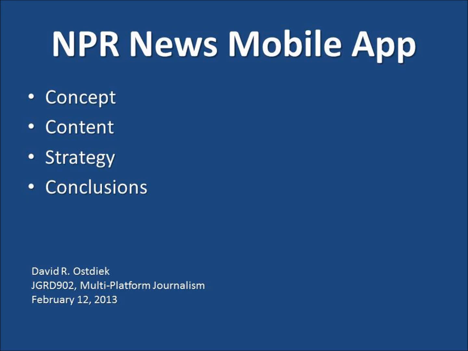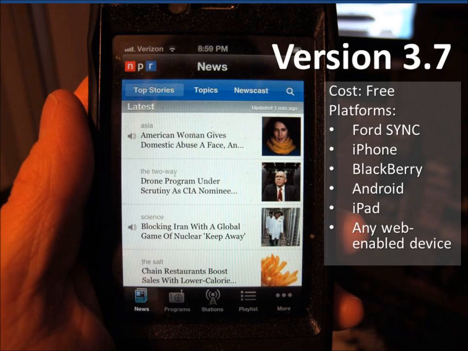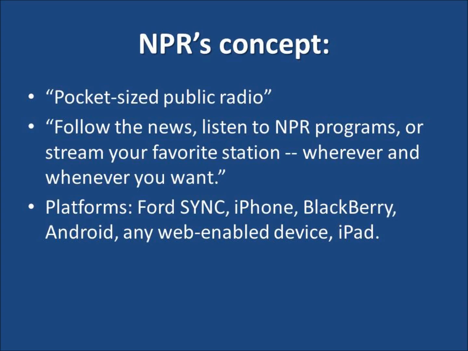The news site that I'm following this semester is National Public Radio, and for this assignment I'm looking at the NPR News mobile app. Version 3.7 is available in iPhone and a number of other platforms, and the one I've looked at was the iPhone. NPR refers to their app as a pocket-sized public radio that allows you to follow the news, listen to NPR programs, or stream your favorite station wherever and whenever you want.